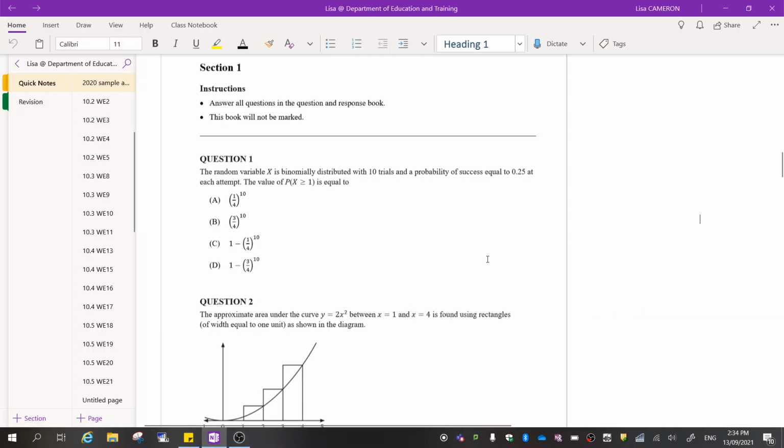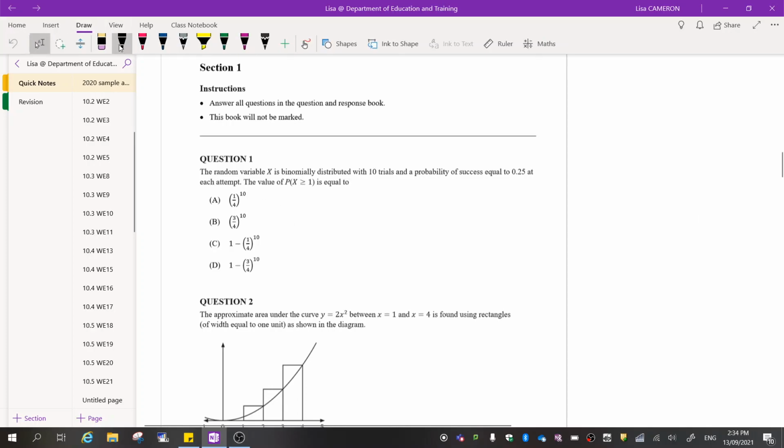Okay, so question 1. The random variable x is binomially distributed with 10 trials and a probability of success equal to 0.25 at each attempt. The value of P(X ≥ 1) is equal to which one? So we're looking, really, for everything to be a success except for 0. So really what I'm asking is 1 minus the probability that this thing is equal to 0.